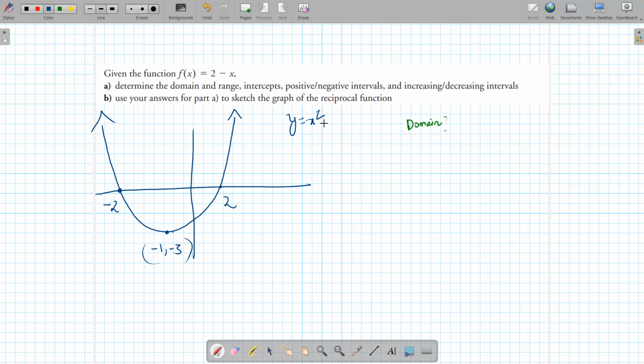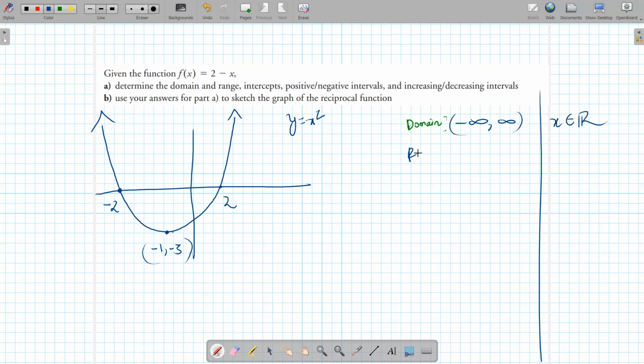Are there any restrictions on the domain for a polynomial? No. So what's the domain of this function? What are the possible x values it can take? -infinity to infinity. So that would be the domain. If you want it the other way, you can write x is an element of all real numbers.